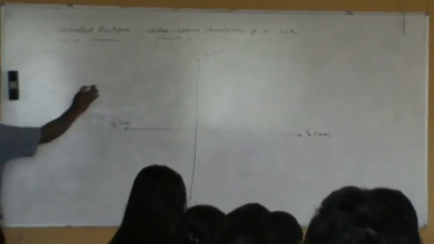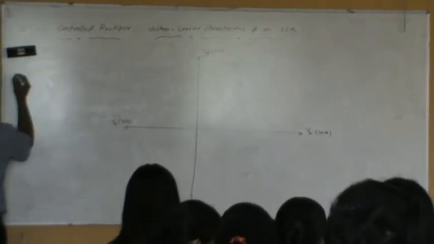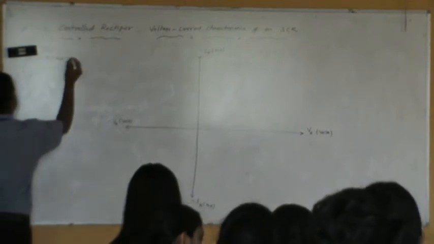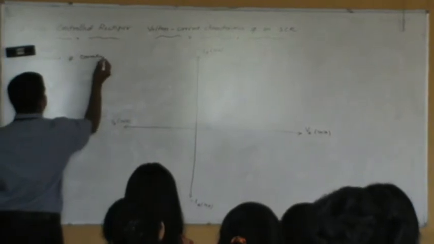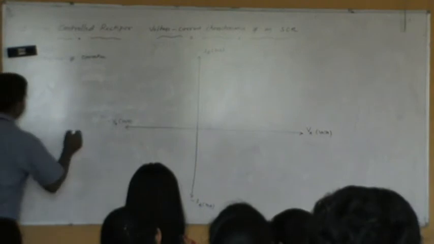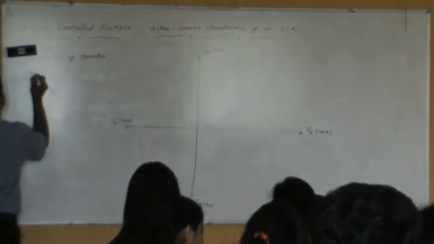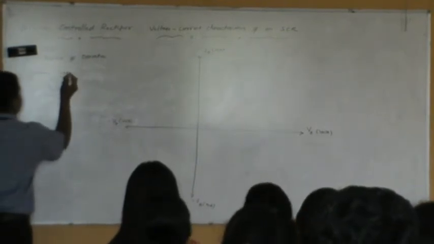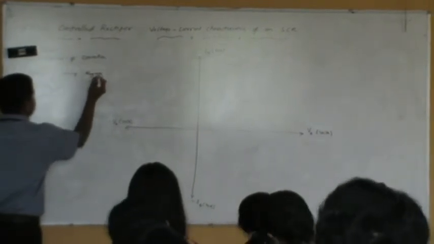And before that, to understand this curve, we have totally three regions. The regions of operations of an SCR can be classified into three ways. The one is going to be the reverse blocking region. We will explain each one of these regions.